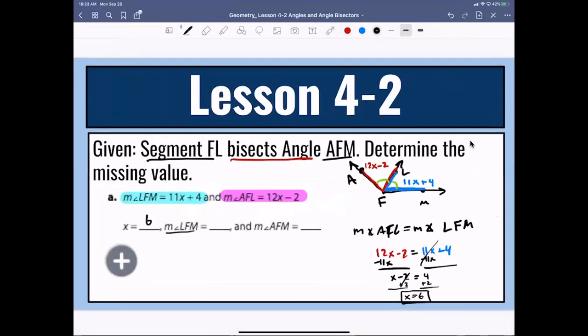Now it's telling us to find a measurement of LFM. So measurement of angle LFM is actually going to be equal to 11x plus 4. But remember, we're going to replace the x with a 6. And then we're going to do plus 4. So that's going to be 66 plus 4, which is equal to 70 degrees. So this is 70 degrees. And that's part of AFM. So remember, LFM is equal to AFL. So it's going to be 2 times 70, right? So AFM is going to equal 140 degrees.